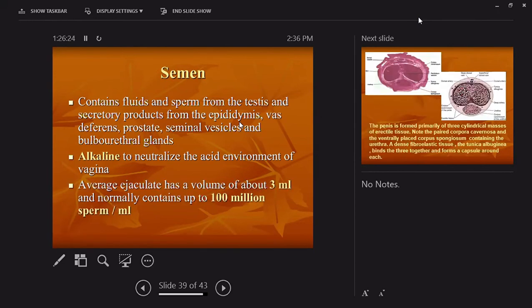Average ejaculate has a volume of about 3 ml and normally contains up to 100 million sperm per ml. So 100 million per ml. If you ejaculate 3 ml, then you will have 300 million.